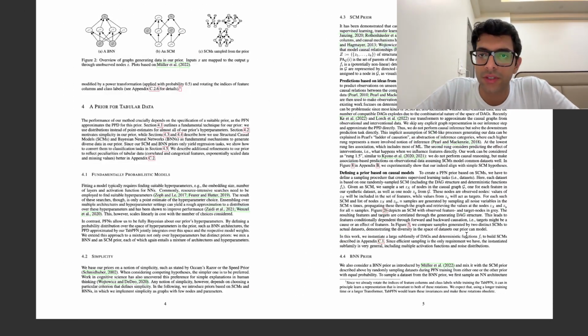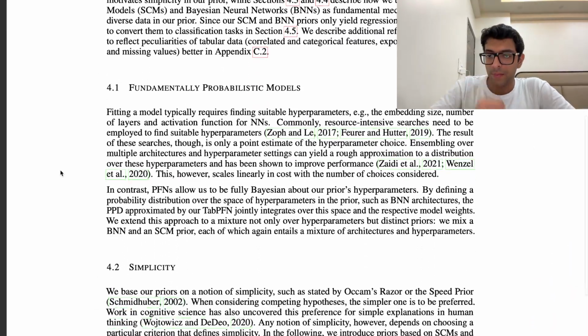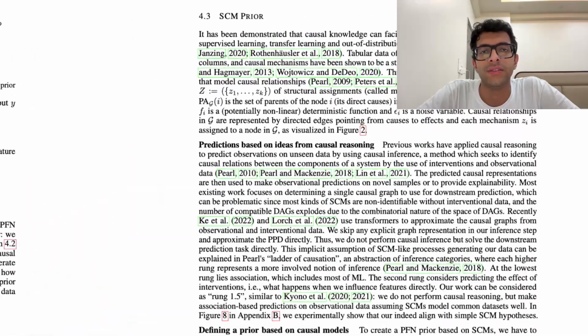Okay, let's get to the meaty stuff. So the priors itself have two parts, SCMs and BNNs. An SCM is a structural causal model, and a BNN is a Bayesian neural network. Now, what is the point for both of these?